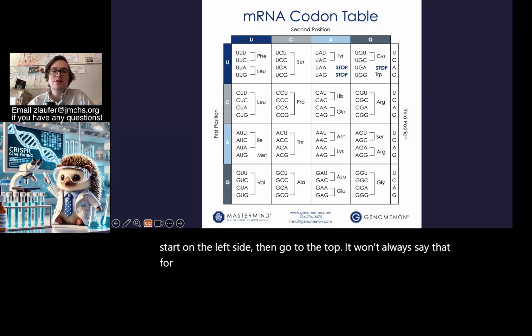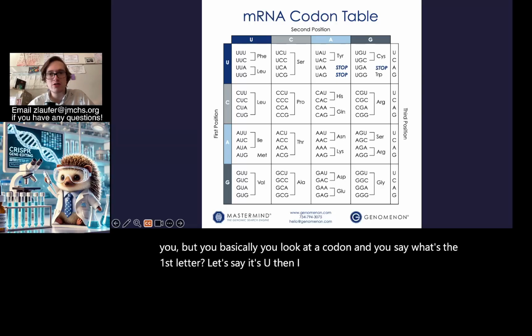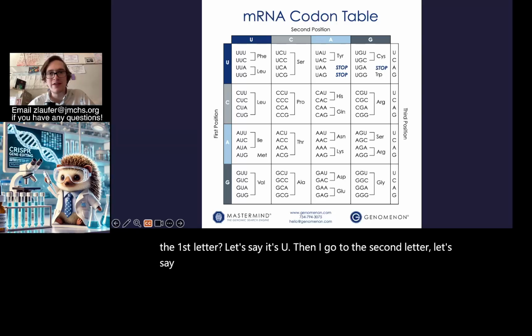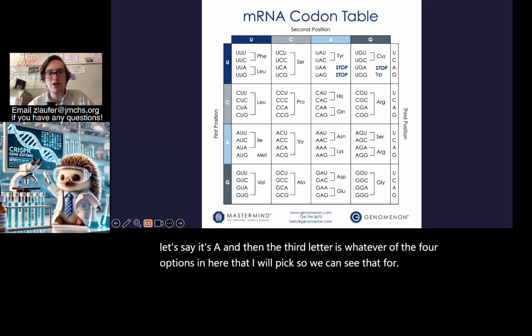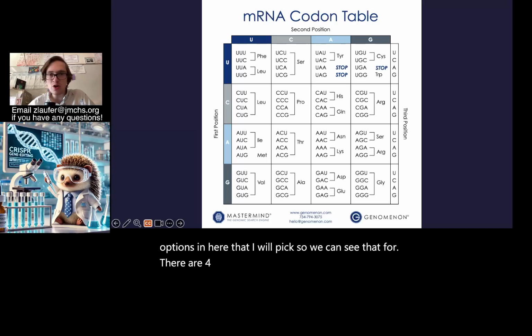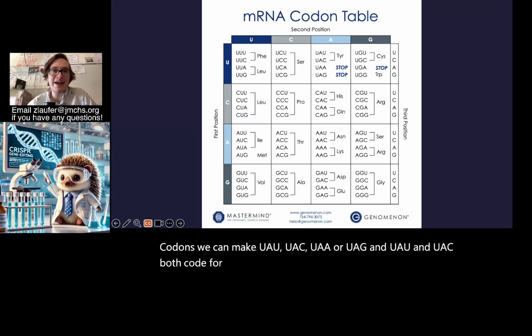But you look at a codon, and you say, what's the first letter? Let's say it's U. Then I go to the second letter. Let's say it's A. And then the third letter is whichever of the 4 options in here that I pick. So we can see that for UA, there are 4 possible codons we can make: UAU, UAC, UAA, or UAG. UAU and UAC both code for tyrosine, and UAA and UAG both code for a stop codon.